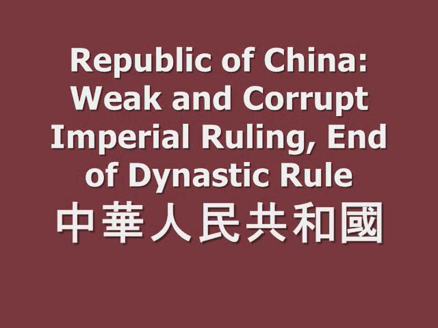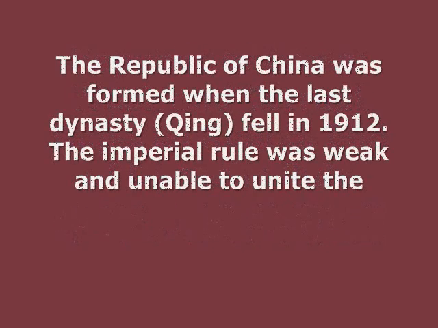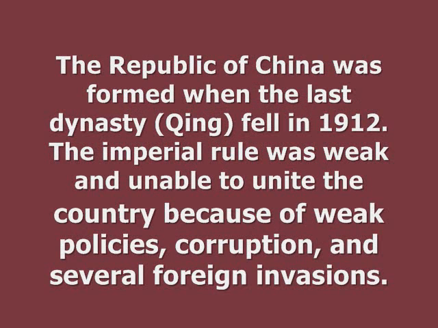Republic of China, weak and corrupt imperial ruling, end of dynastic rule. The Republic of China was formed when the last dynasty king fell in 1912. The imperial rule was weak and unable to unite the country because of weak policies, corruption, and several foreign invasions.